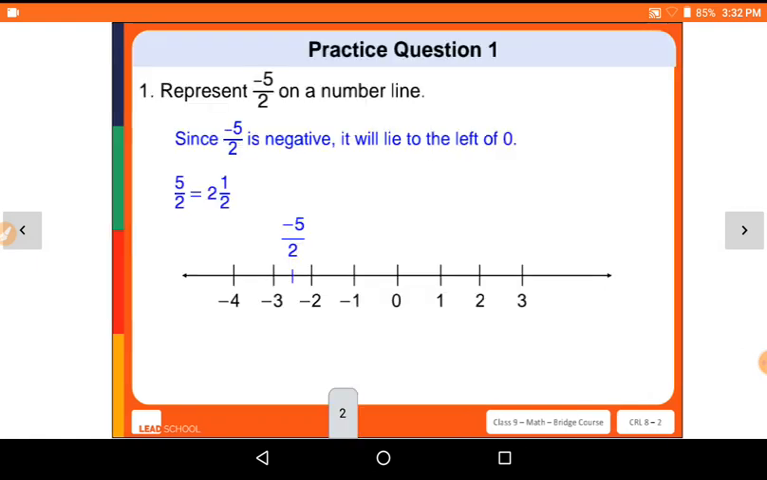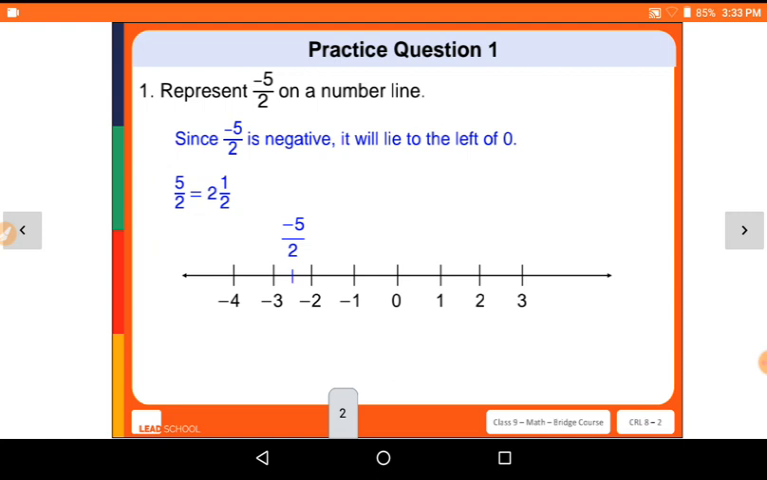So the daily review first asks: represent -5/2 on a number line. All these practice questions are also mentioned in today's homework, and you have to note all these slides. How to represent -5/2 on the number line, we discussed in the first lecture of this bridge course. This is the solution of practice question one, -5/2 on a number line.